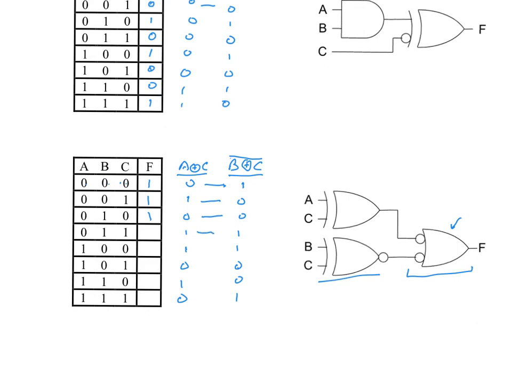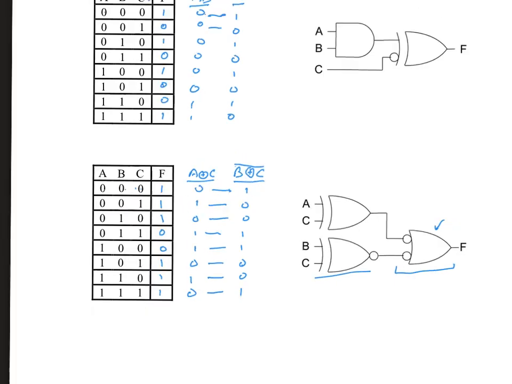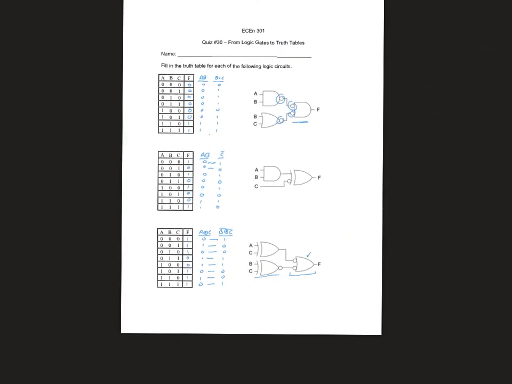1, 1, we NOT those and get 0, 0. We OR them, we get 0. 1, 1 gives us a 0, 0. We OR them, we get 0. 0, 0, we NOT those, we get 1, 1. OR them together, we get 1. 1, 0, we NOT those, we get 0, 1. We OR them together, we get 1. 0, 1, we NOT those, and we get 1, 0. We OR them together, and we get 1. Okay, so there's the solution to problem three.